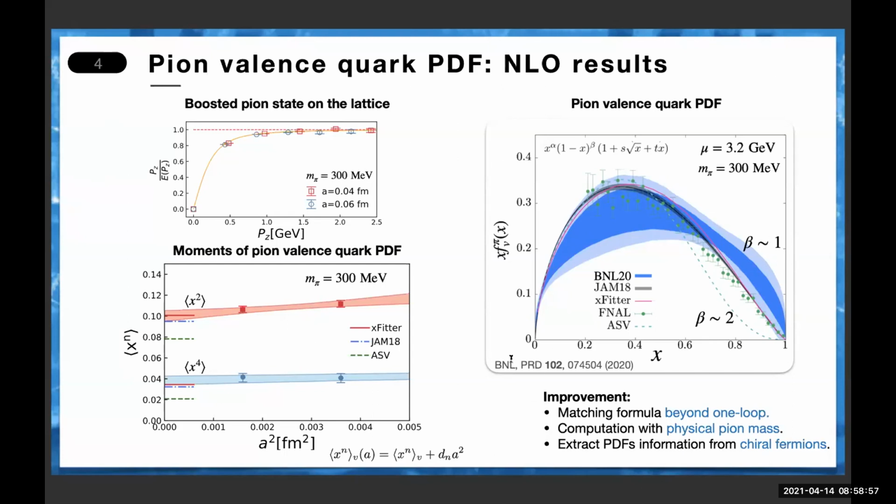Then, of course, this calculation can be improved. For example, in this calculation we used the NLL matching formula, which can be improved. And as we emphasize, this calculation is at unphysical pion mass, and a physical pion mass calculation is necessary. Then, of course, chiral symmetry is important for the pion. Therefore, we could also have calculations with chiral fermions.